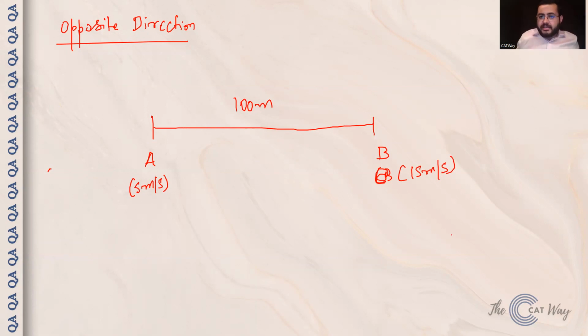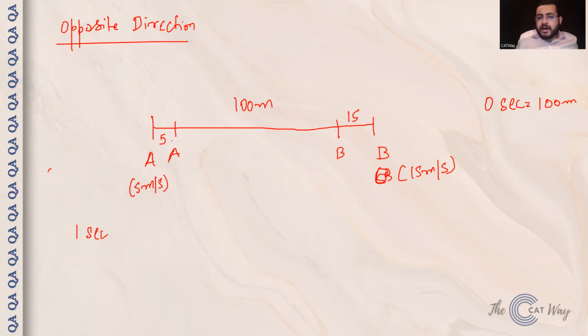So currently we are at the 0 second mark. At the 0 second mark, the distance between them is 100 meters, right? Now, after 1 second, what will be the position of A? 1 second has gone and A has moved 5 meters. This is the distance that A has moved. Now A is over here. And in the similar 1 second, B also has moved 15 meters. Now the position of B is this.